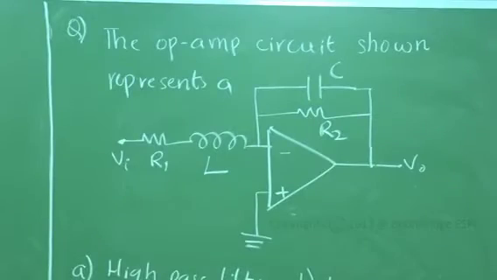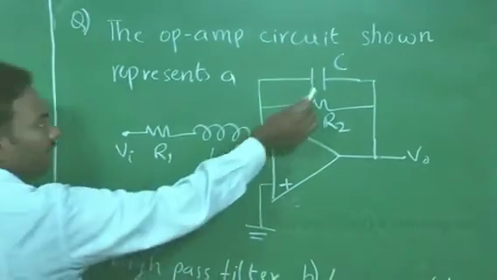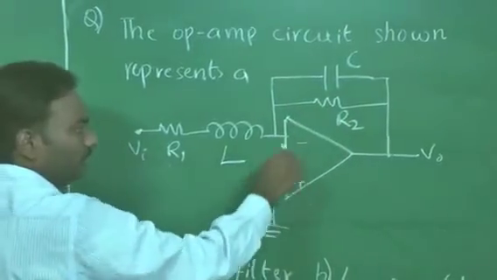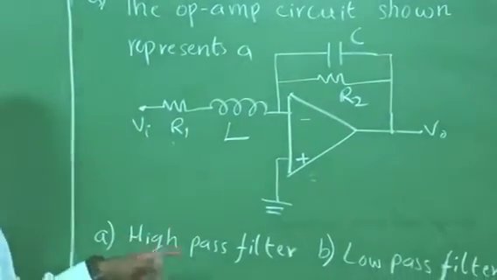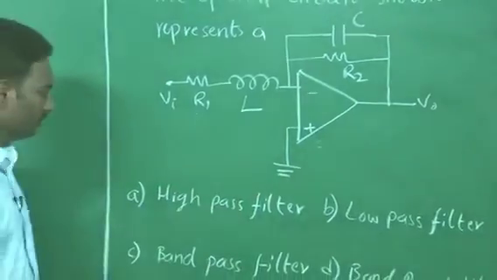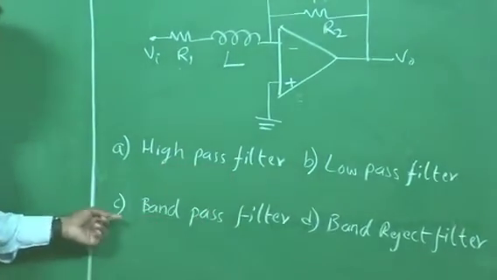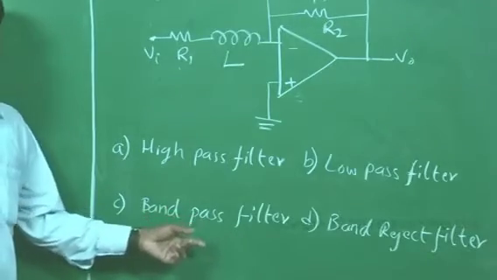The op-amp circuit shown represents A. In the given op-amp circuit, we have a resistor R1 and inductor L, and capacitor C and R2, with a non-inverting amplifier. With the inverting amplifier configuration, the options given are: option A, high pass filter; option B, low pass filter; option C, band pass filter; and option D, band reject filter.